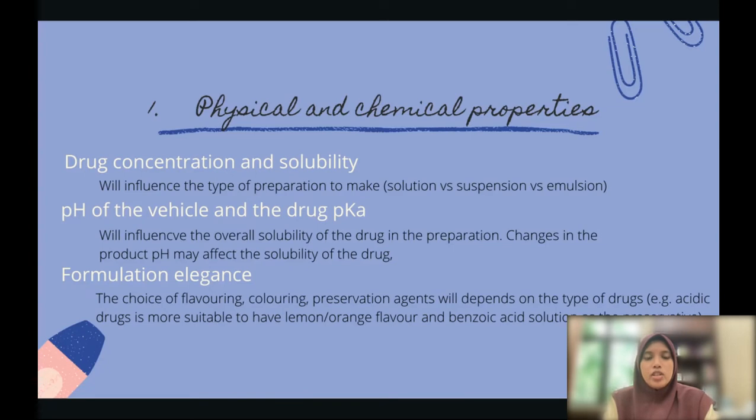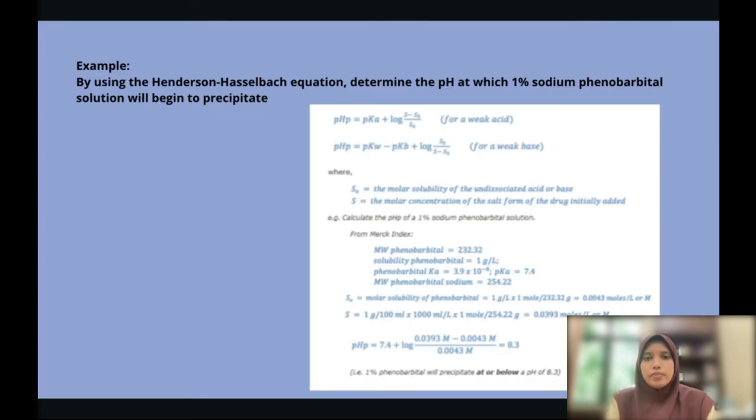the drug. Okay. Formulation elegance means the choice of flavoring, coloring, and preservative will depend on the type of drug. As an example, if the drug is more acidic in nature, the suitable flavoring agent would be lemon or orange flavor, and the suitable preservative would be benzoic acid solution. Why? Because benzoic acid solution is more active in acidic pH. Okay, so this is an example.